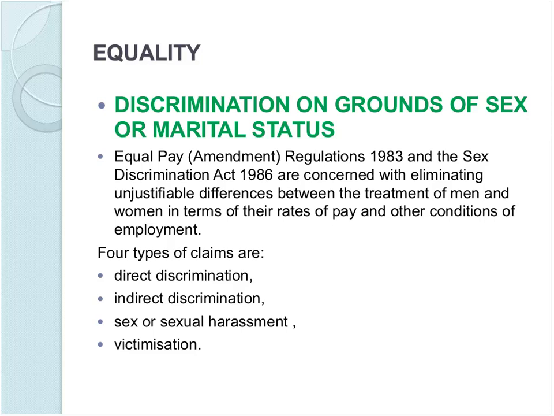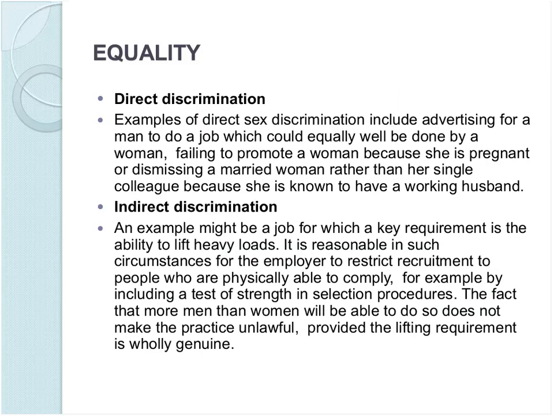Let's see the four types of discrimination on the ground of sex and marital status. So we have direct discrimination, and here we give you an example. Examples of direct sex discrimination include advertising for men to do a job which could equally well be done by women, failing to promote a woman because she is pregnant, or dismissing a married woman rather than her single colleague because she is known to have a working husband.